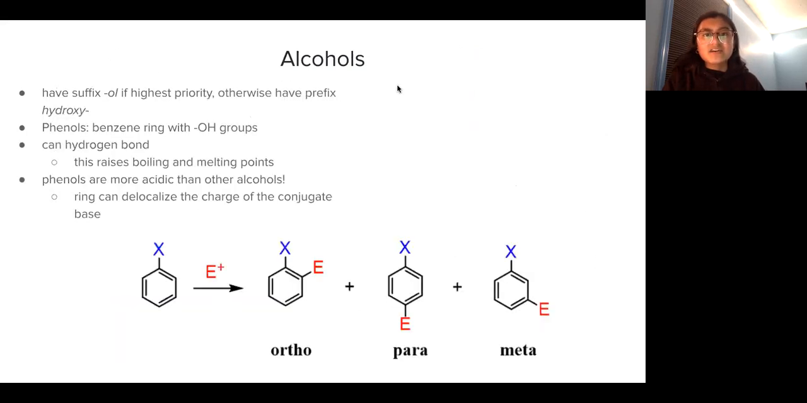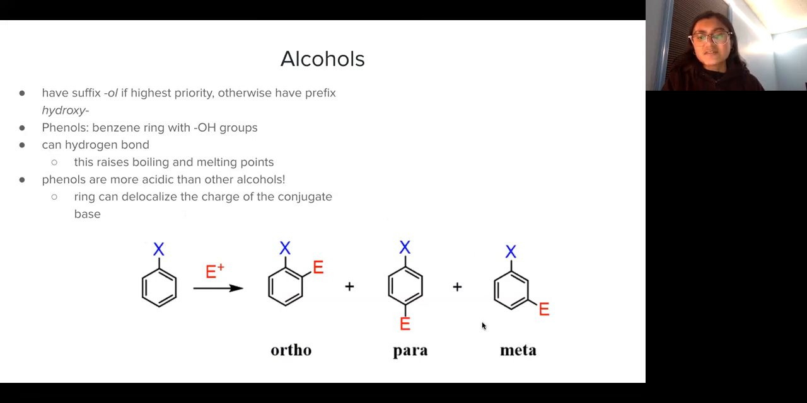For alcohols, just again from nomenclature, the molecule will have the suffix "ol" if it's the highest priority, otherwise the prefix hydroxy. Phenols are benzene rings with OH groups. So if this X was an OH group, that would be a phenol. Alcohols can hydrogen bond. And phenols are more acidic than other alcohols. The ring can delocalize the charge of the conjugate base.